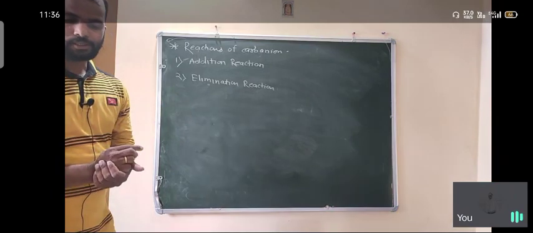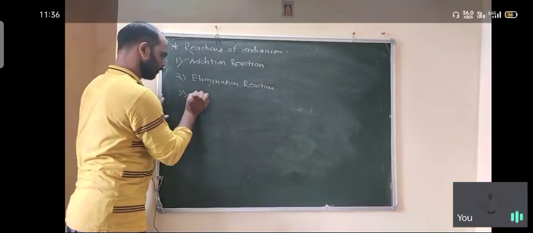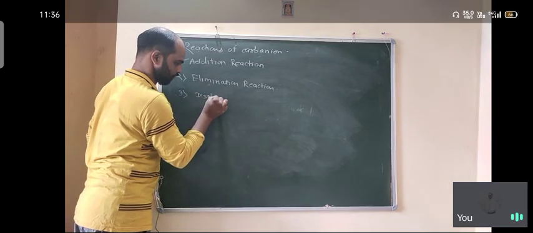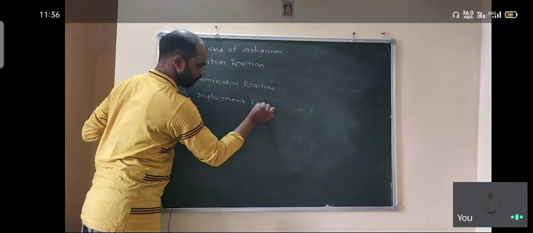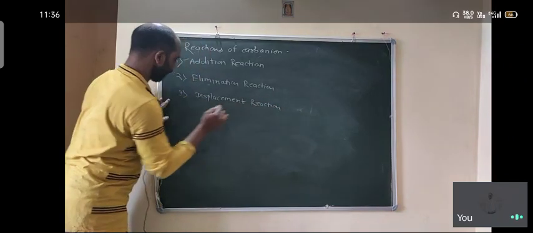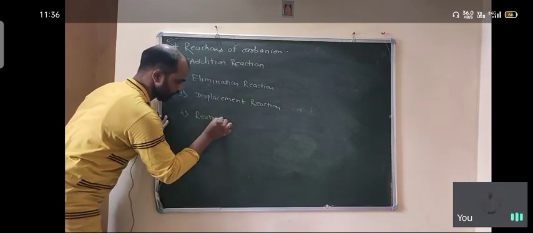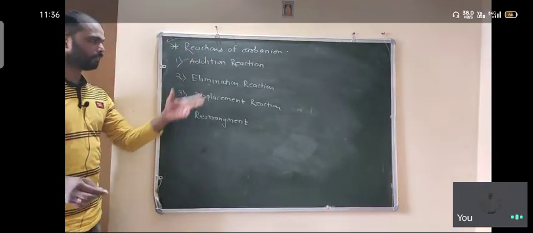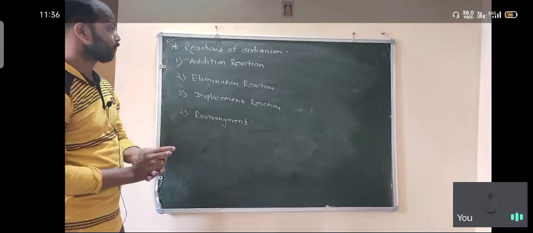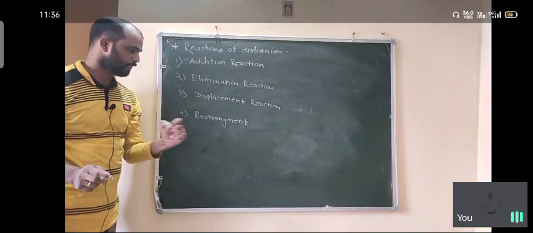Third one is displacement reaction, and fourth one is rearrangement. So there are four types of reaction shown by the carbanion: addition reaction, elimination reaction, displacement reaction, and rearrangement reaction.